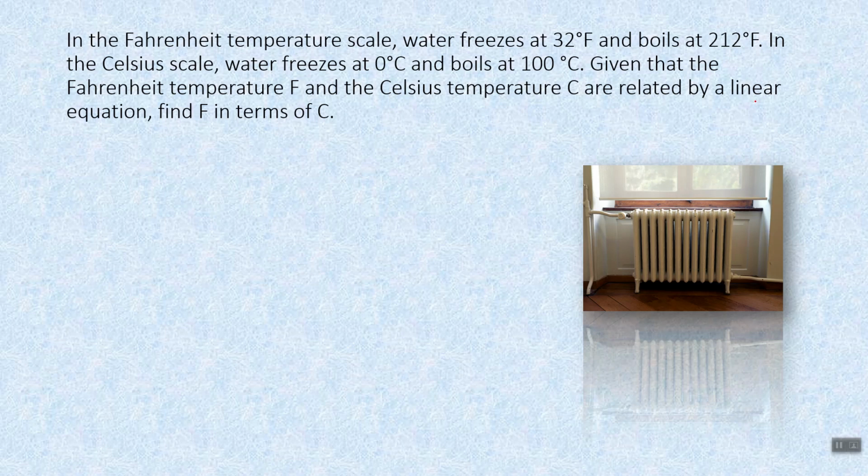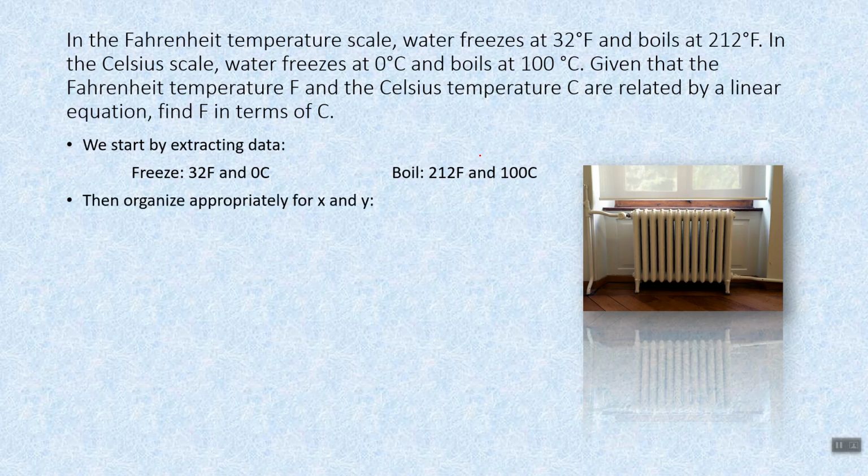Well, it's linear. And for a linear equation, we know we have a series of steps. Let's start by extracting the data. We know that water freezes at 32 Fahrenheit and 0 Celsius. We know water boils at 212 degrees Fahrenheit and 100 Celsius. So maybe we'll keep those together.